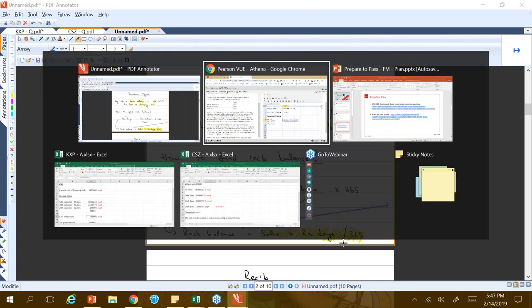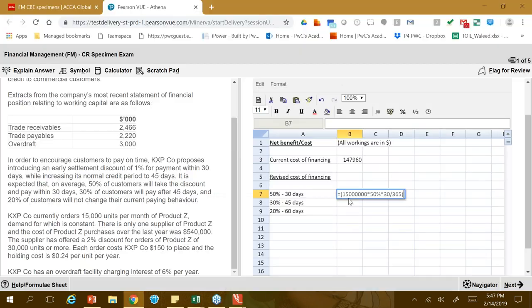So sales, 50% of customers will take this, into 30 over 365. Can someone tell me, at this point, with this calculation which I'm showing you here, 15 million, 50%, 30 over 365, what would this calculation give me? Just this part, the one in the brackets. What are we trying to calculate here with this calculation in the brackets?